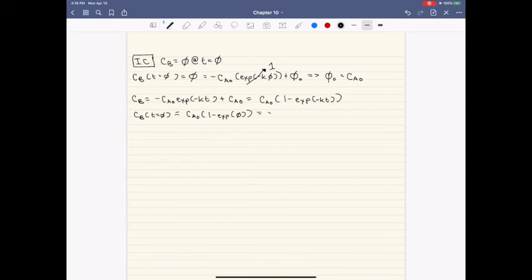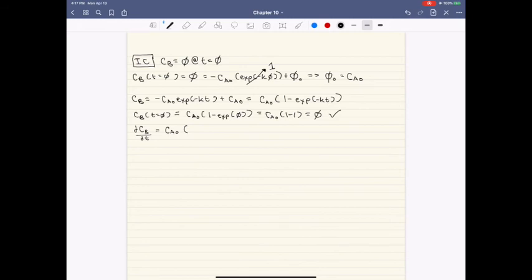And so what we get is Ca naught times 1 minus the exponential of 0, which is 1. And so that gives us 0. So it satisfies that. Let's now check the derivative. Okay? And so for the derivative of our equation, even keeping Ca naught outside, we only have to worry about the stuff on the inside of the parentheses.